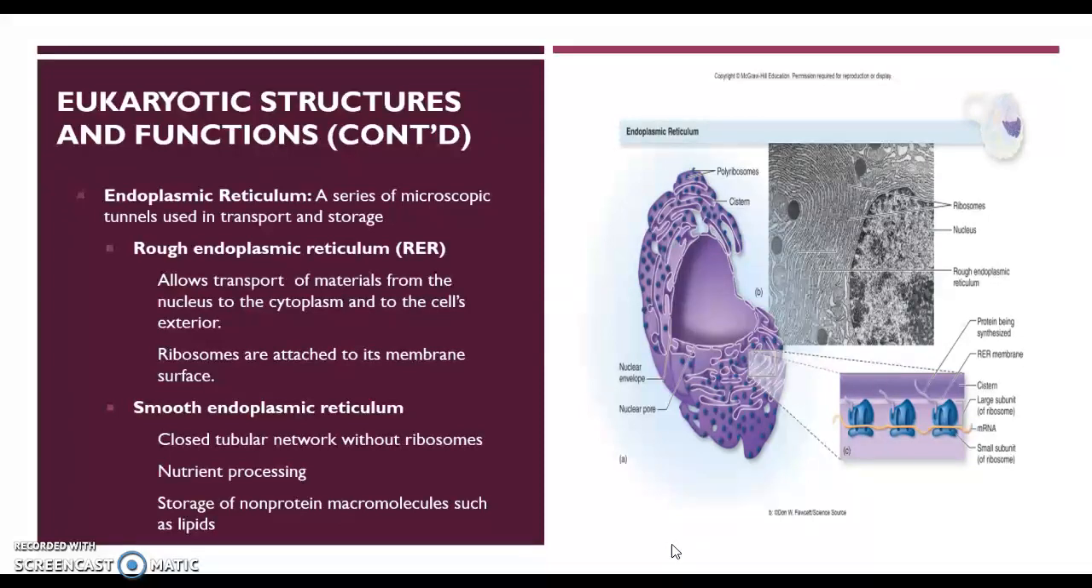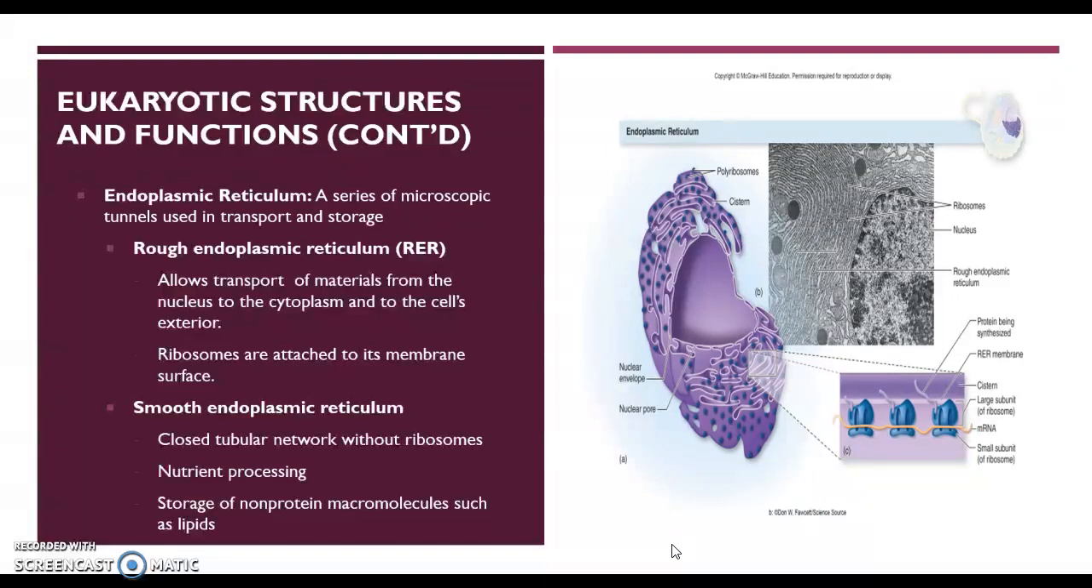We're going to pick up where we left off in part 1 with additional structures that we find within the eukaryotic cell. And the next structure we're going to talk about is the endoplasmic reticulum, sometimes shortened as ER. It is a series of tubes and tunnels within the cell, very closely connected to the nucleus and nuclear membrane, that assists in the transport and storage of proteins and lipids.